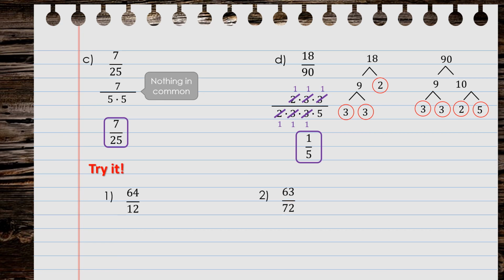Here are your try it problems. Number 1, 64 over 12. Number 2, 63 over 72. Let's see how you did. For number 1, it should have reduced to the fraction of 16 over 3. For number 2, it should reduce to the fraction of 7 over 8.